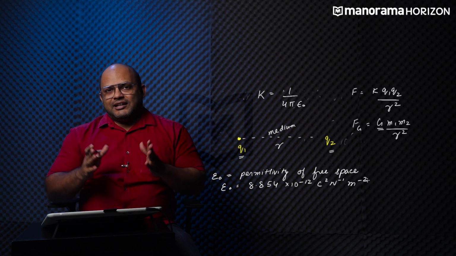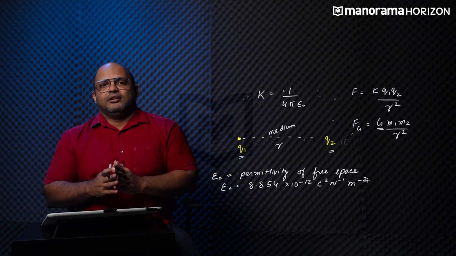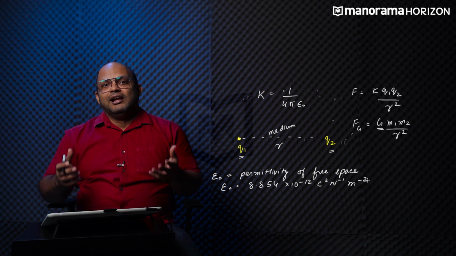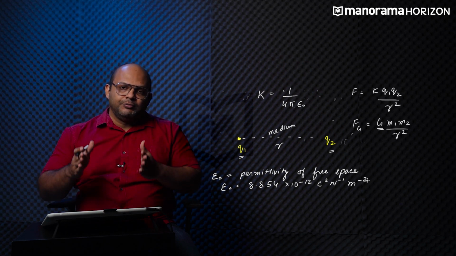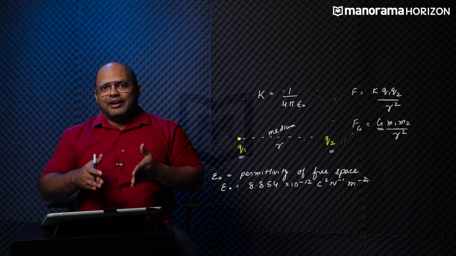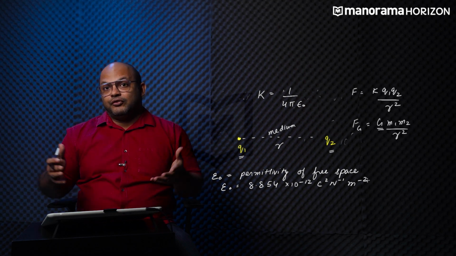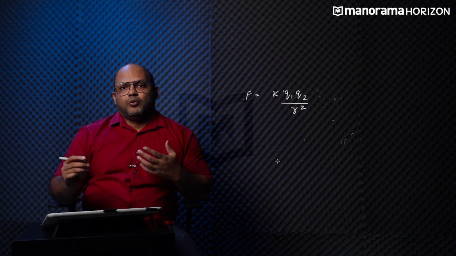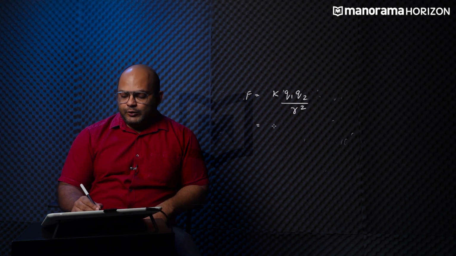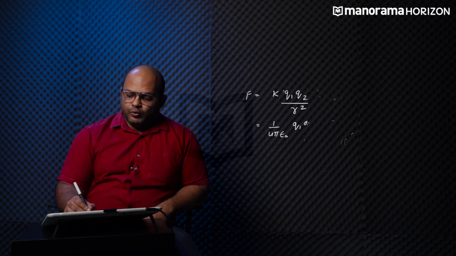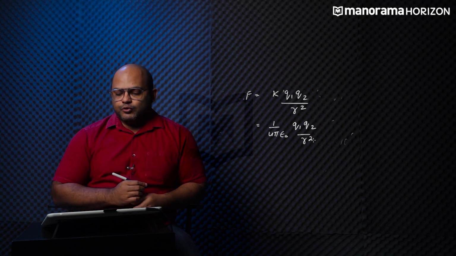But this also means that if I change the medium between these charges, if I replace it with some other material, there will be a change in the forces between Q1 and Q2, unlike gravity, where the intervening medium doesn't really matter. Coming back to the original equation, we know that the electrostatic equation for force is equal to K Q1 Q2 upon R squared. So we just understood what the meaning of K is, so we can write a more complete equation. F is equal to 1 upon 4 pi epsilon naught Q1 Q2 by R squared.